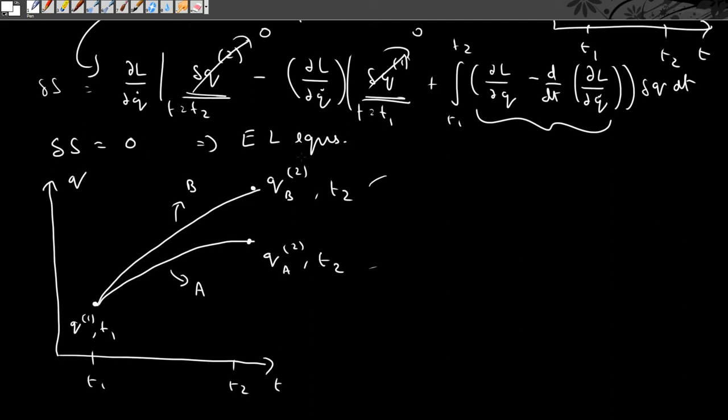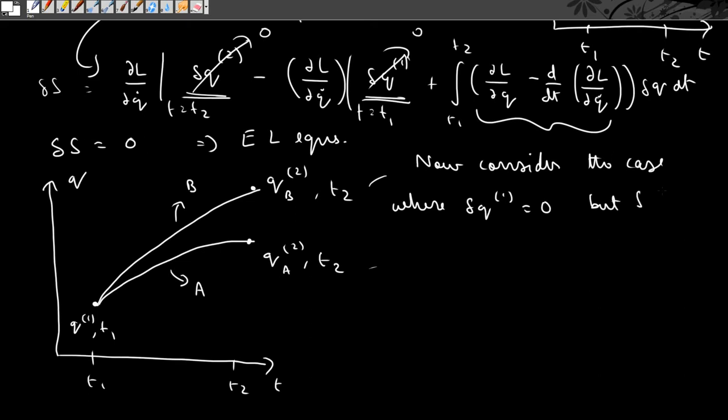Okay. So now consider the case where delta Q1 is equal to 0, but delta Q2 is not equal to 0, which is what we have done here. So this difference is delta Q2. So in this case, what happens to the variation in S?